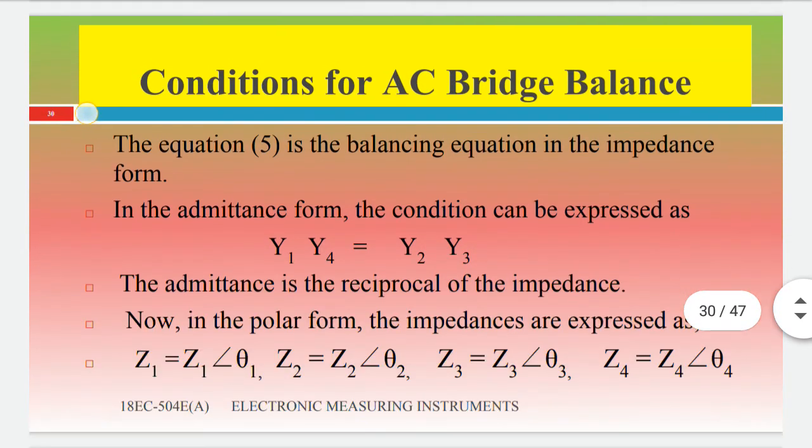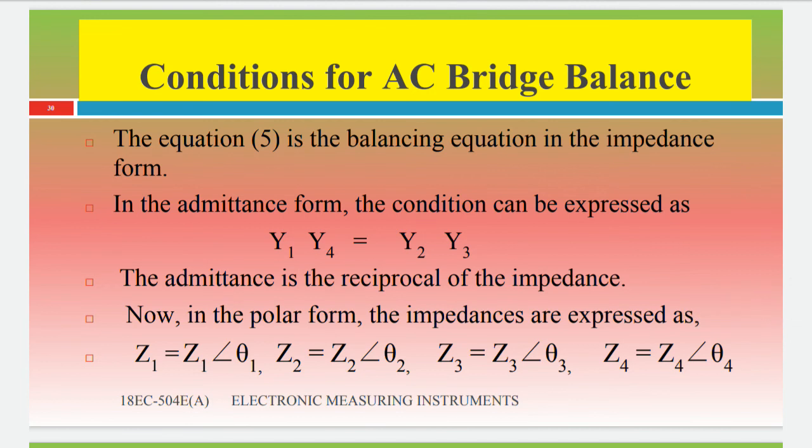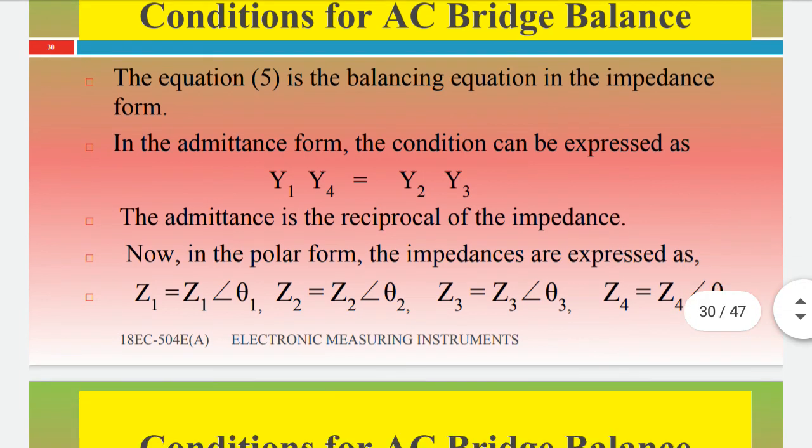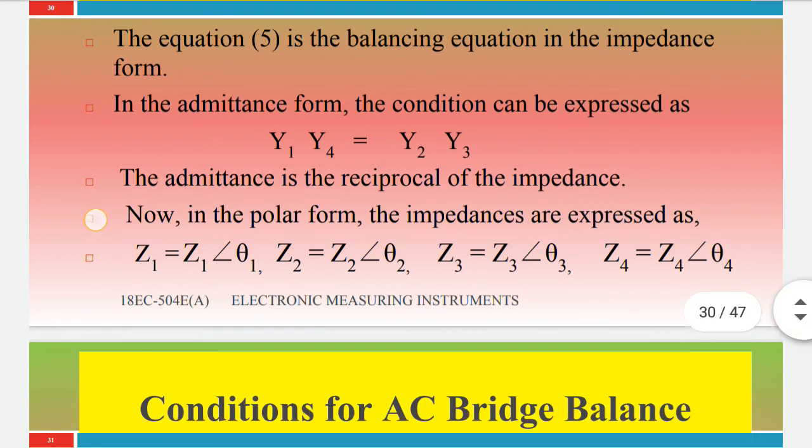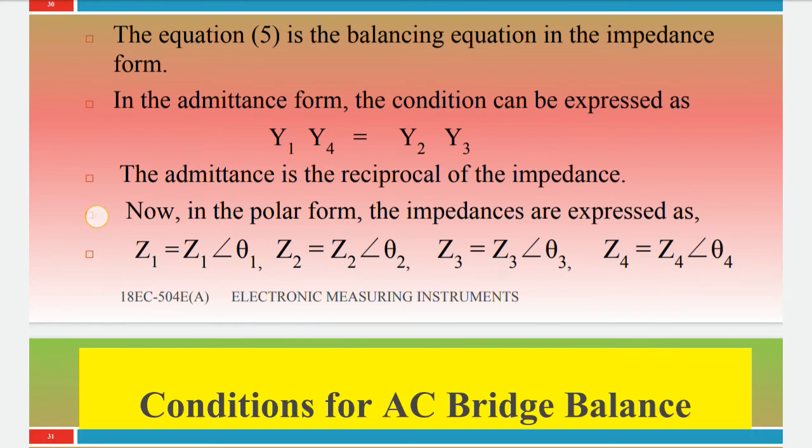In the admittance form, this condition can be expressed as Y1 Y4 is equal to Y2 Y3. The admittance is the reciprocal of the impedance. We have already seen in the previous semesters that admittance is indicated with the capital Y. So the reciprocal of impedance is the admittance, or admittance is the reciprocal of impedance.